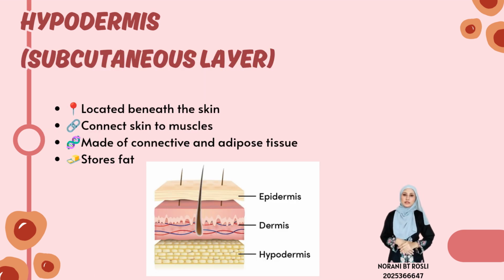And lastly, the deepest layer of the skin is hypodermis, also known as subcutaneous layer. This layer is mainly made up of adipose tissue or fat and connective tissue. It connects the skin to the muscle and tissue underneath, helping to keep skin in place. The hypodermis also stores fat as energy reserve. In addition, it helps as an insulator to maintain body temperature and cushions the body by absorbing shock, which helps protect the internal organs and underlying structures from injuries.